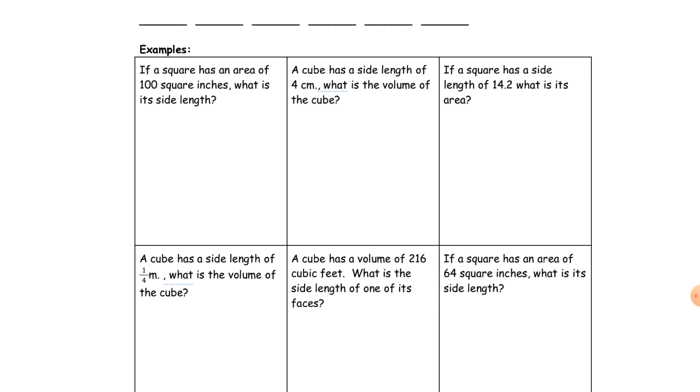So, every problem we're going to start with a formula. Example 1 says, if a square has an area of 100 square inches, what is its side length? So we're talking about a square and we're talking about area. What is my formula for area of a square, Alex? A equals S times S. Okay, but give it to me the proper way. A equals S squared. Good job.